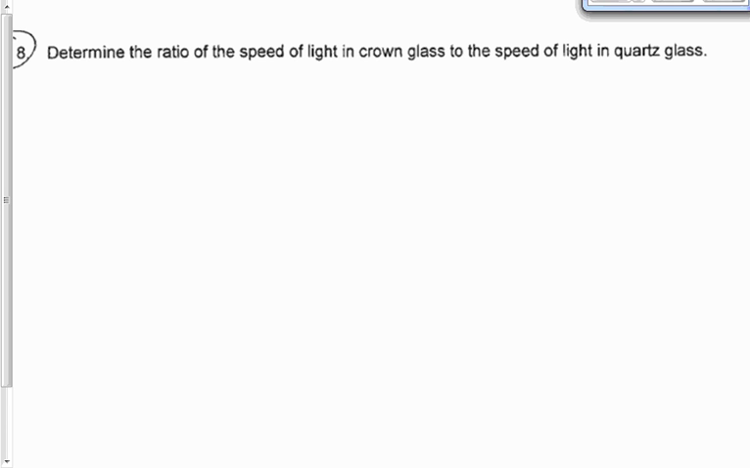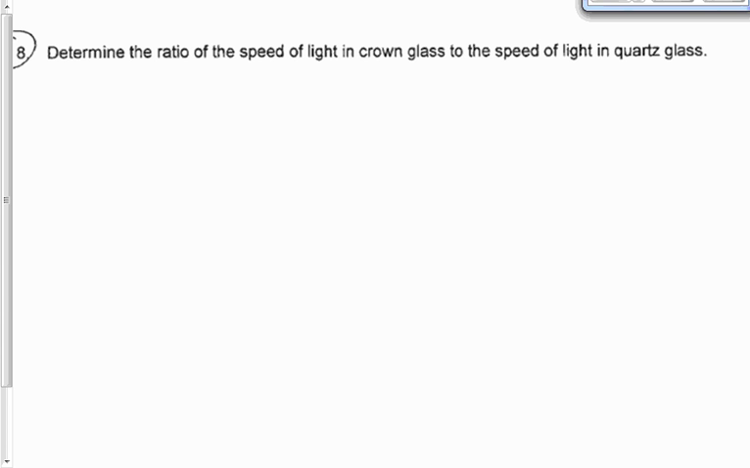All right, let's have a look at number 8 then. It says determine the ratio of the speed of light in crown glass to the speed of light in quartz glass. We talked about this earlier in the year. Whenever you want to find a ratio, whenever you want to compare two things, we use this analogy a bunch of times: compare my age to your age. Find the ratio of my age to your age. We said it was about 2 to 1, right?